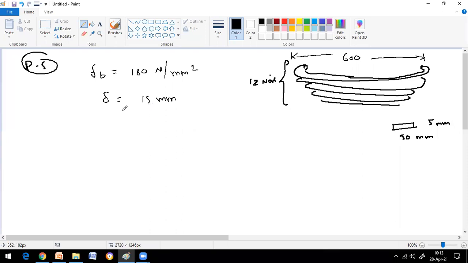For getting this deflection, what should be the maximum central load? What should be the maximum central load to have a bending stress of 180 Newton per mm square to get a deflection of 15 mm, they are asking, right? Understand? So they are asking you to calculate what is the load acting on the spring.